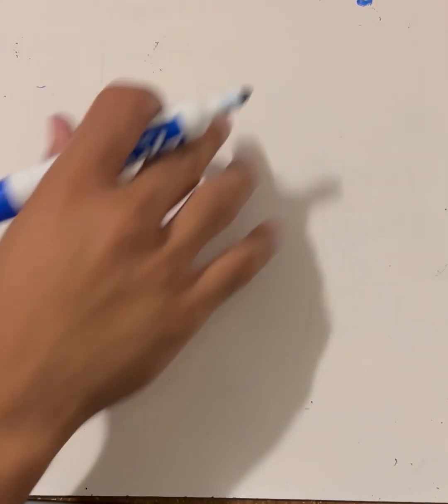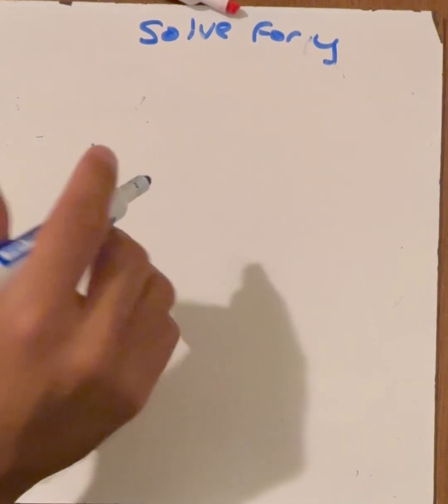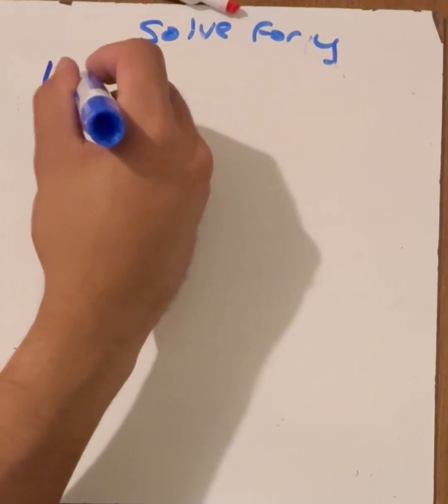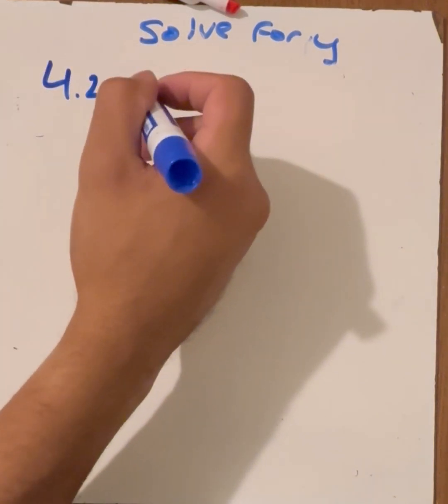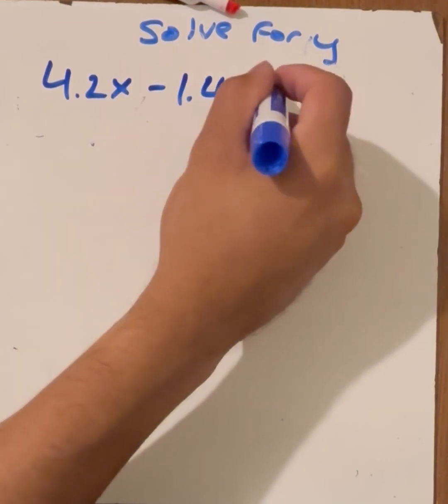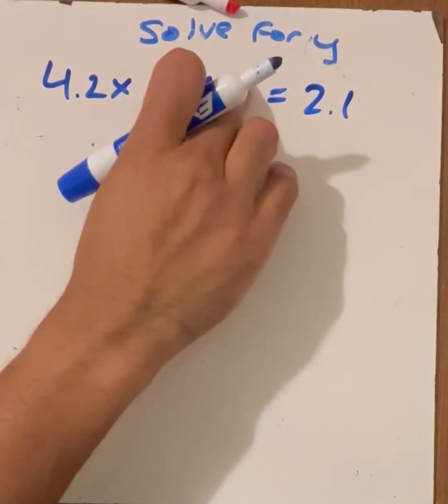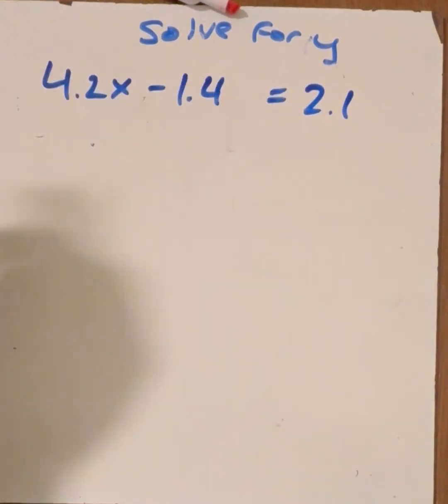Let's go and take a look at the next question. That says solve for y. Okay, so 4.2x minus 1.4y equals 2.1. Okay, so because we're trying to solve for y, let's make this a different color so we know that we're trying to solve for y.